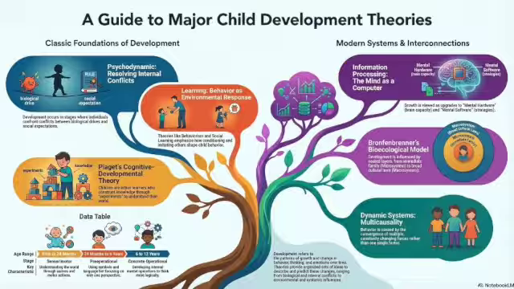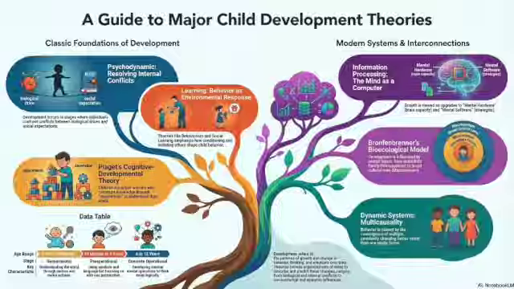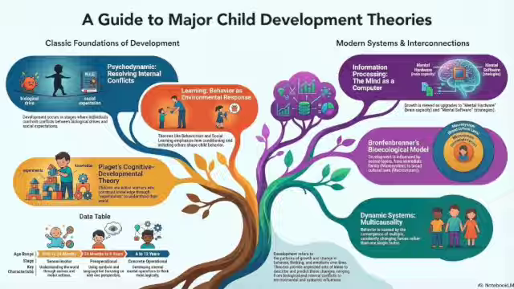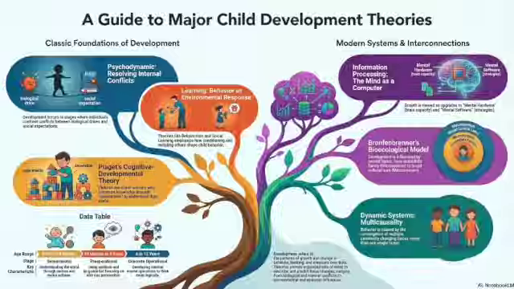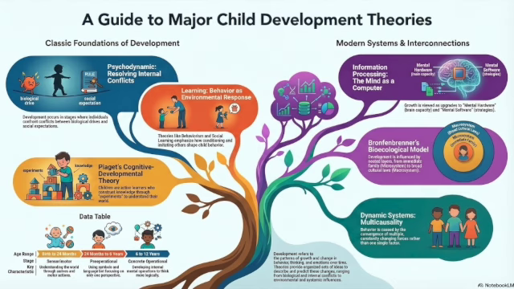It's heavy stuff, but it beautifully illustrates the dominant contemporary view, which is developmental systems theories. This is the ultimate realization that absolutely everything is connected. You can't separate any of it. Right. You can't just study a kid's genetics or just their home life or just their school. None of it works in isolation.